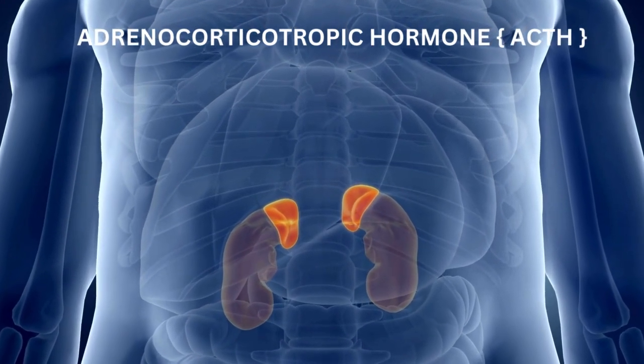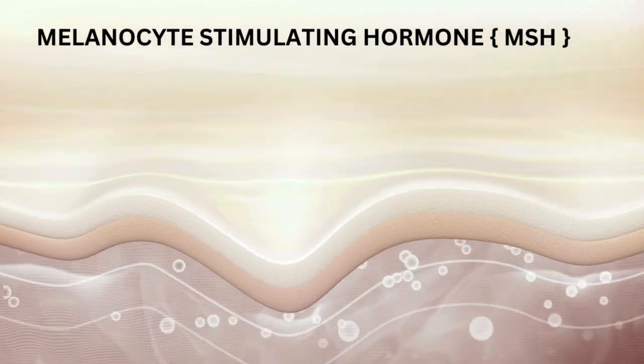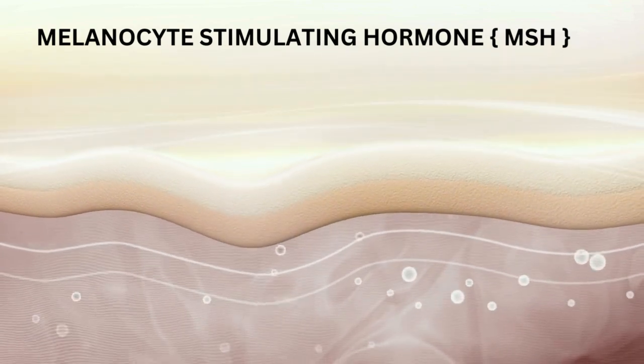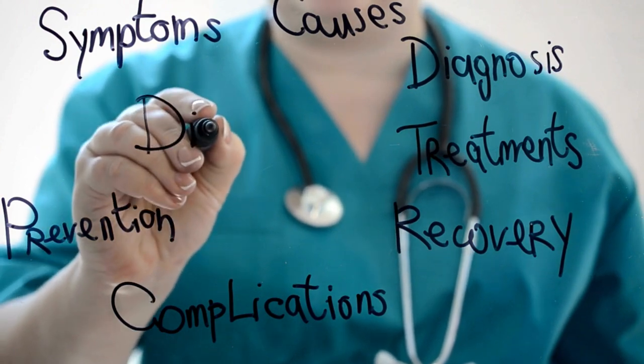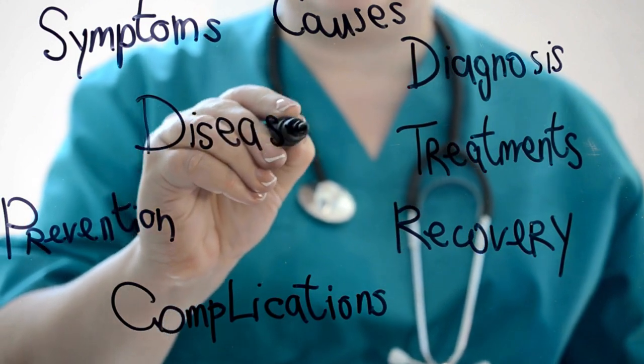Now, the other important one is the melanocyte stimulating hormone, which helps in controlling the melanocytes, the skin cells. So it is also regulated by a pituitary hormone. This hormone is secreted by the intermediate lobe. Now let's go to the diseases caused by irregularities of the adenohypophysis.